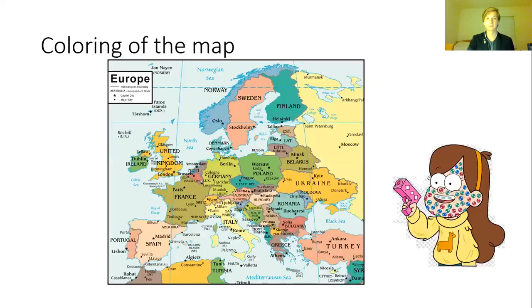Yeah. So let's talk about the coloring of a map. So what is the coloring of a map?